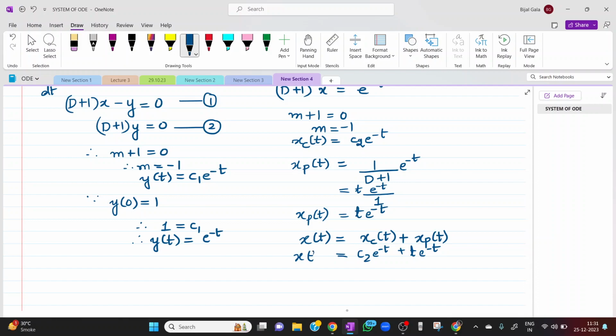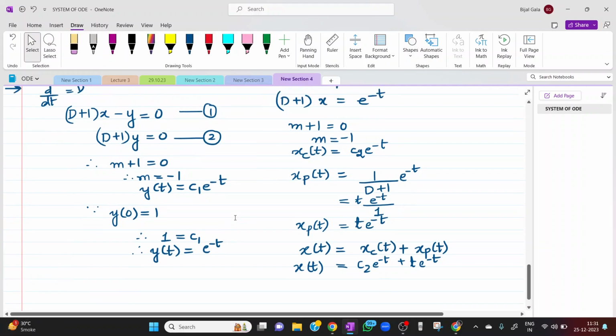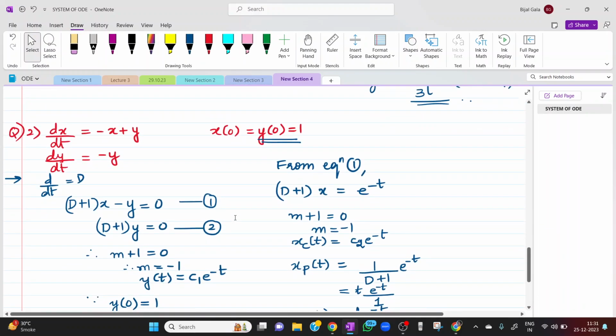Again, there is an initial condition given to me. They've given us that x of 0 is equal to 1. So let's use that.